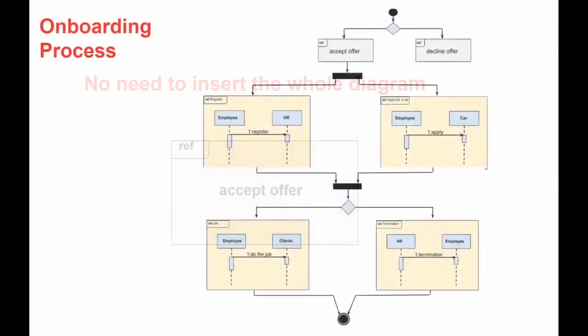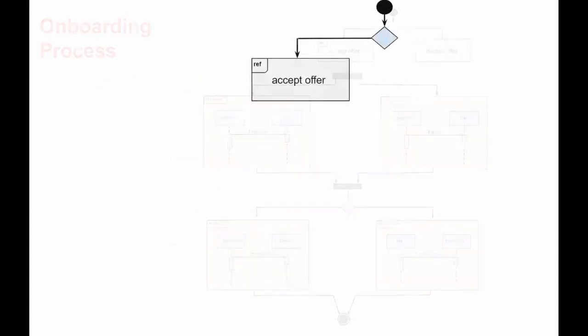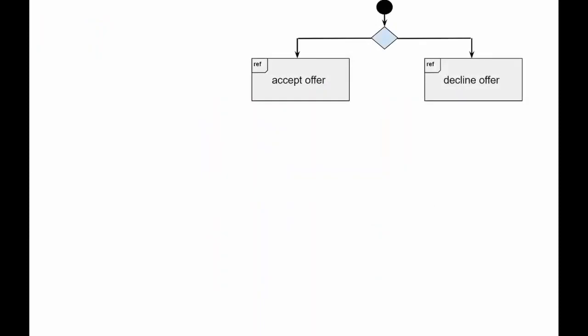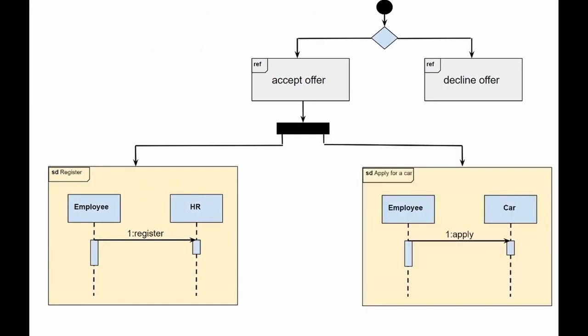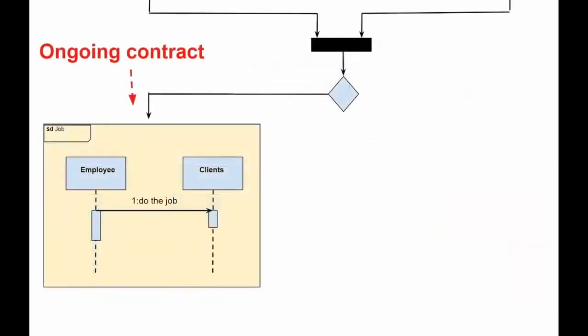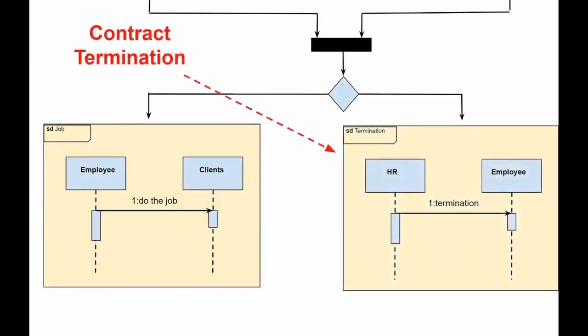So let's analyze the diagram step by step. The diagram shows an example of an onboarding process. The employee must first accept or reject the offer. Note that the second option does not contribute to the onboarding process. After accepting the offer, the employee must register with HR and apply for a company car. After both actions were completed, the employee must actually begin to work, for example, onboard new customers. If the employee doesn't do that after a certain probation period, the contract gets terminated.